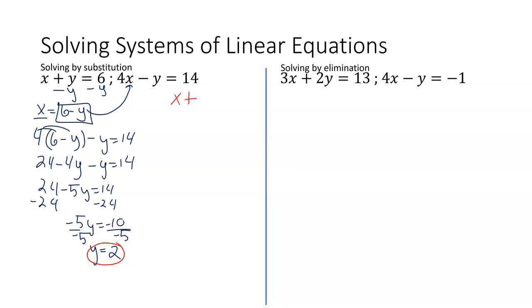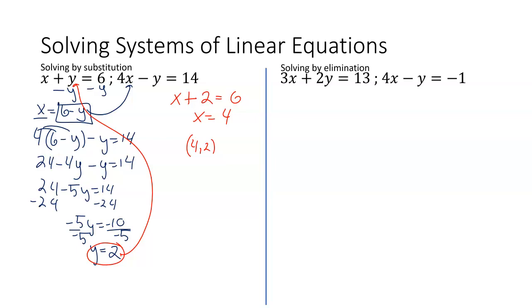So x plus, we're going to replace y with 2. If we're plugging it back in, equals 6. What does x have to equal? What's x going to be? 4. So my ordered pair is 4, 2. My ordered pair is 4, 2.